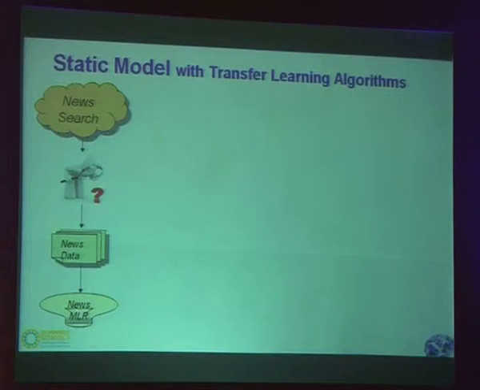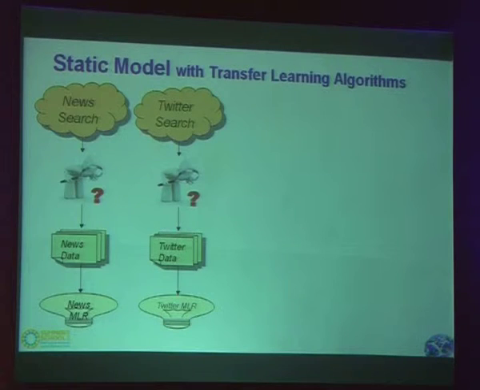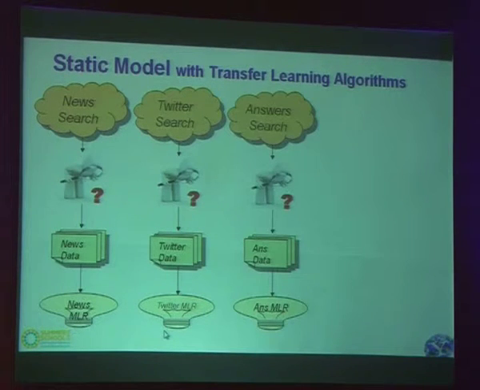So here is one example particularly meaningful for Yahoo. For example, Yahoo has news search, right? So we ask editors to collect a lot of training data to provide us the news MR for news. Then we have Twitter search. We ask editors to train the data again to get some training data for Twitter MR. Then train a Twitter MR model. Similarly, we get a MR for answers.